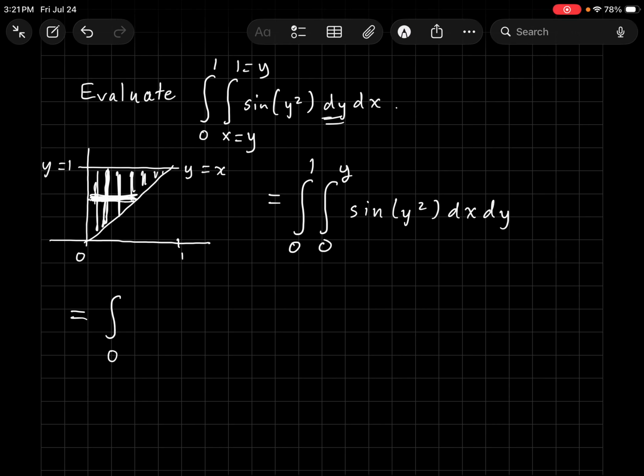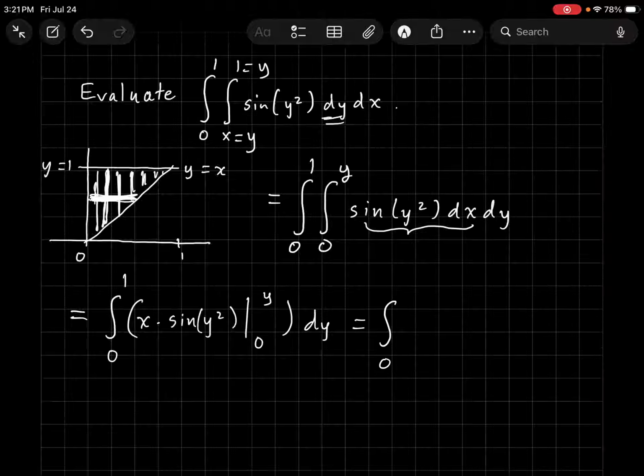I'll put the outer integral from 0 to 1. And now we're going to integrate this with respect to x, which means sine of y squared is a constant. So we have x times sine of y squared, from 0 to y, and then dy. Plugging in y for x, we get y times the sine of y squared. Plugging in 0 for x, we get 0, so minus 0, and then dy. And now I have an integral that I know how to do.